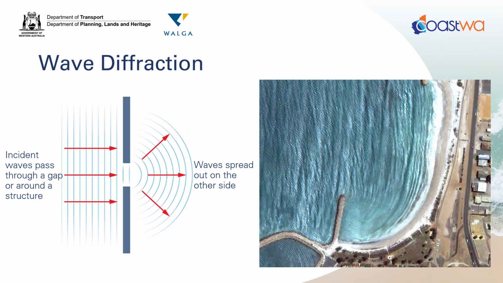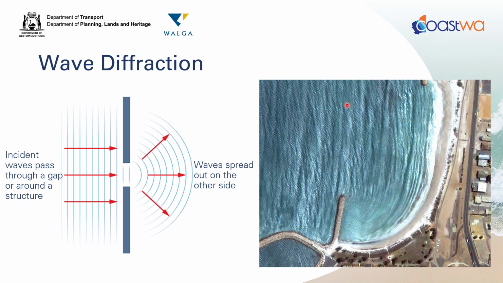Another key wave transformation we want to look at is wave diffraction. Diffraction occurs when a wave passes through a gap or around a structure. As you can see in the figure on the left, if we have waves coming through a gap in the structure, waves will pass through that gap, but once they do, they will spread out on the other side. And the way that they spread out again depends on the wave period. So swell will generally spread much more readily than seas.